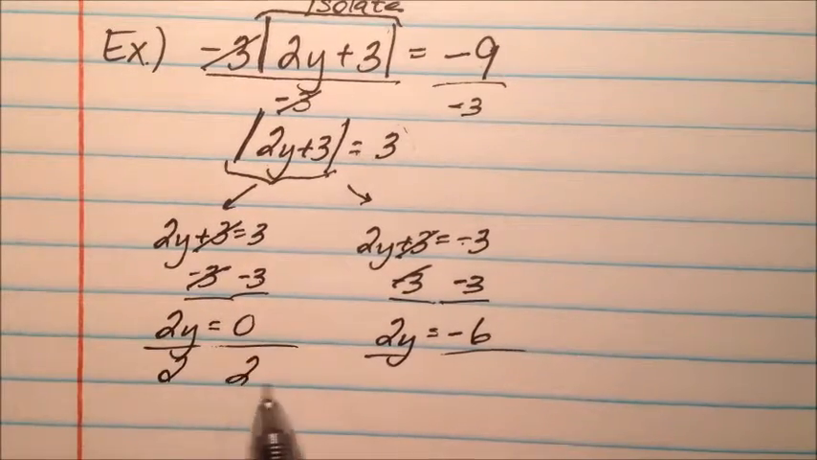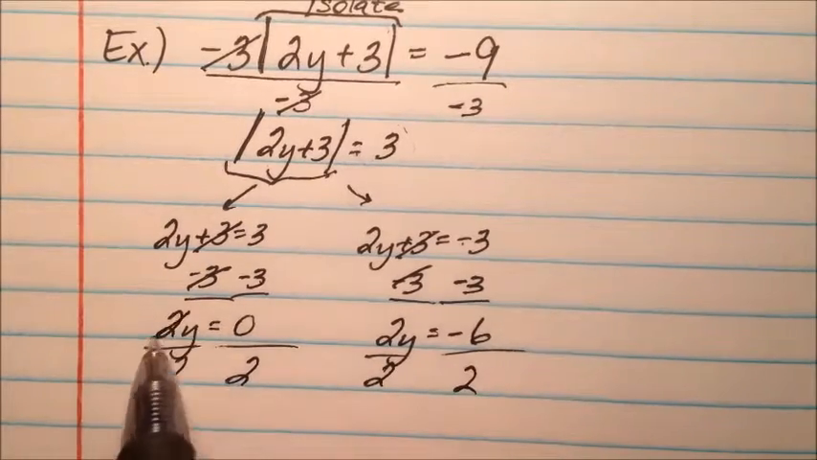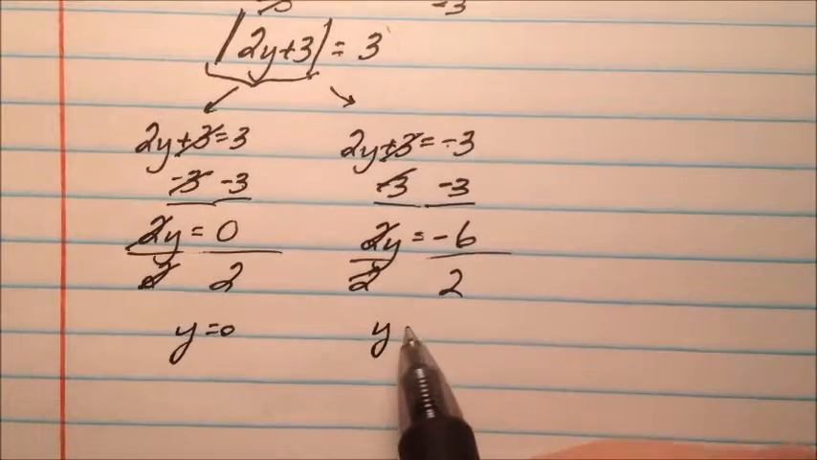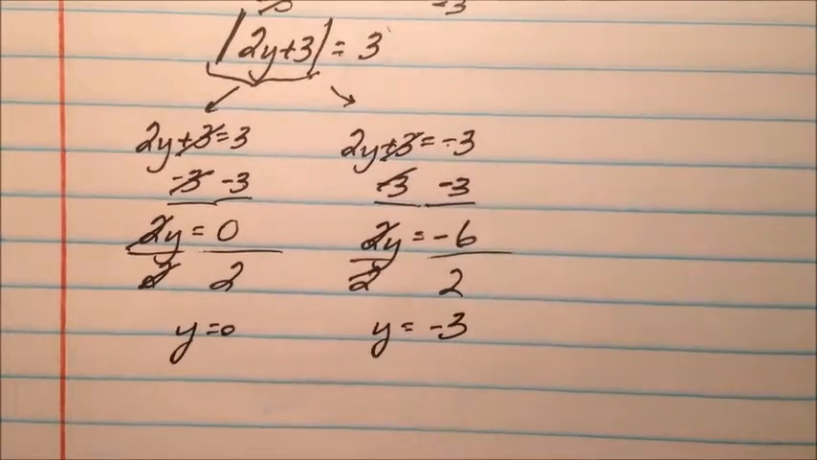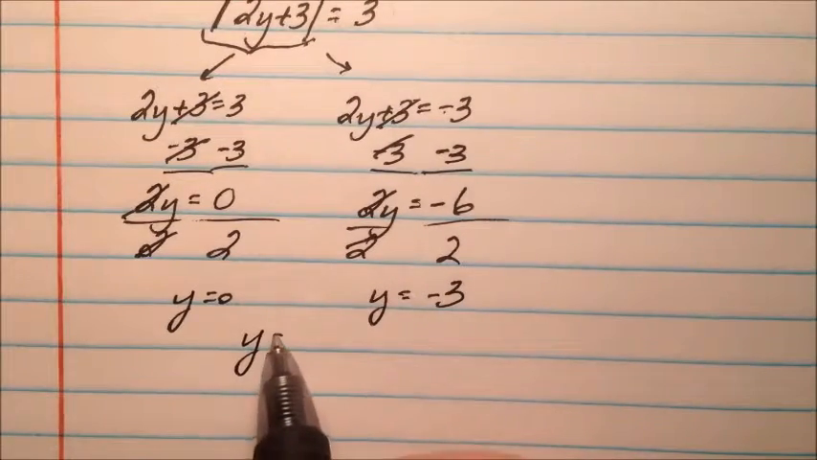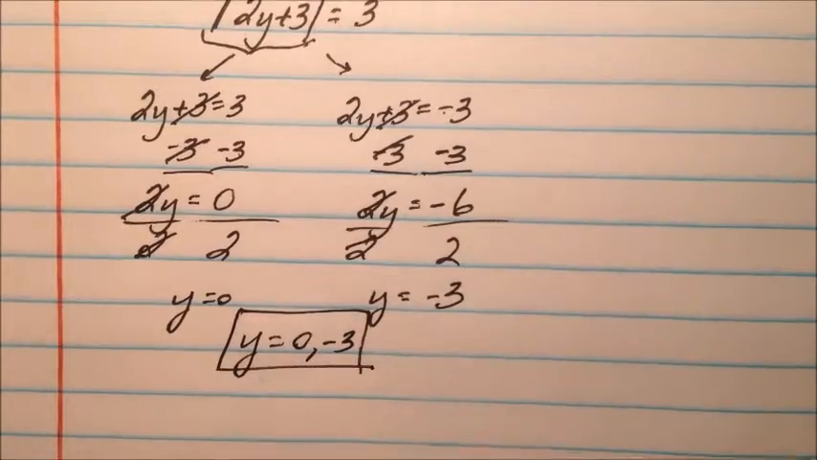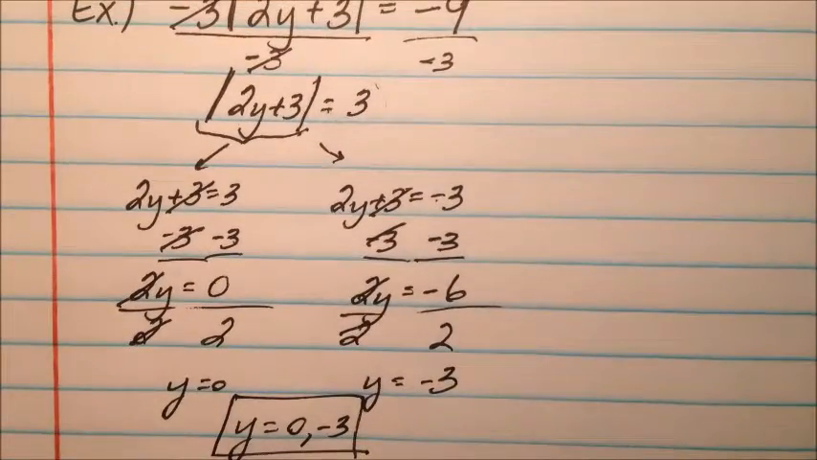So let's divide everything by 2 to get rid of this coefficient of y here. So it looks like y is going to be 0 in that left case. And on the right case, it looks like y is going to be negative 3. So we can say y equals 0, comma, negative 3. And let's plug those values in and see if it works out.